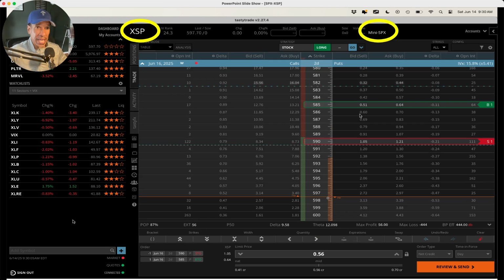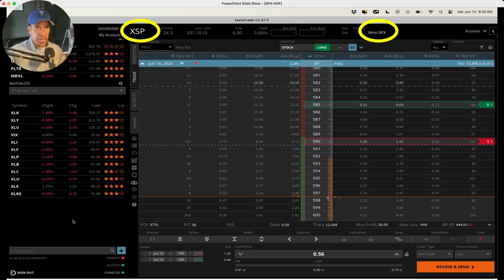Now, on the XSP, or the mini SPX, in order for you to have a complete loss, it has to travel a lot farther. It has to travel more distance for you to have a complete loss, because the delta on the long strike is actually smaller, right? And so in other words, there's less risk in trading the XSP than trading the SPX.